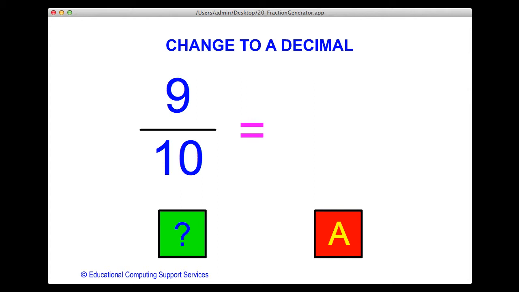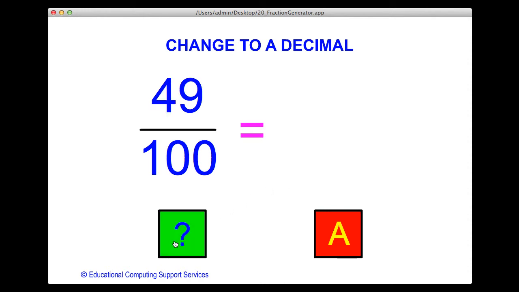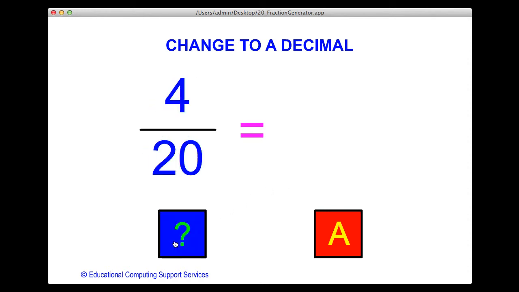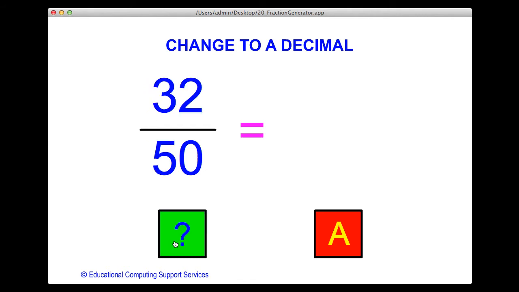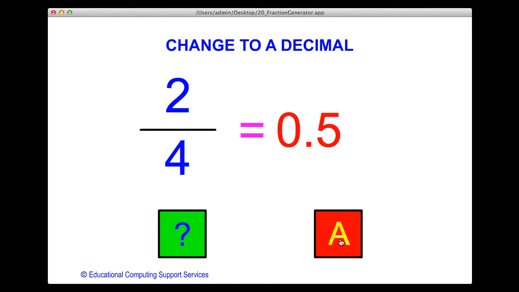How it works is that the green button will generate a fraction, and you'll notice if you look at the fractions carefully, all of them will work out very nicely to be decimals. The denominators are all factors of 100, which means that they can be converted very nicely into decimals that don't need to be rounded or truncated in any way. On this side, the answer comes up, so I can produce a question and then show an answer.